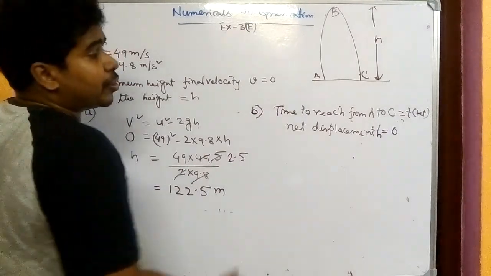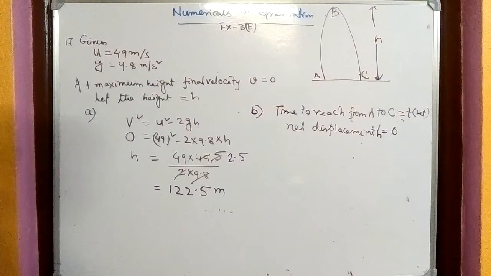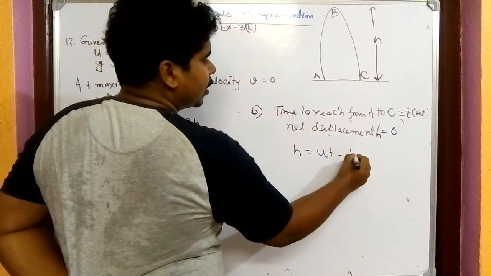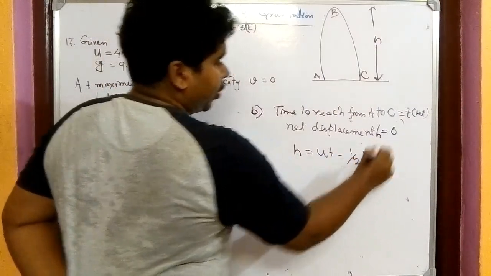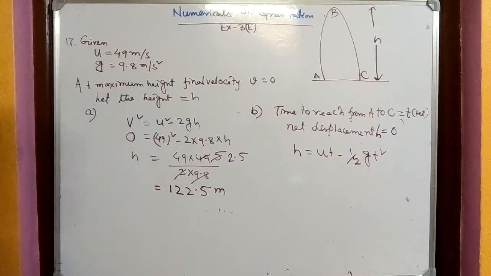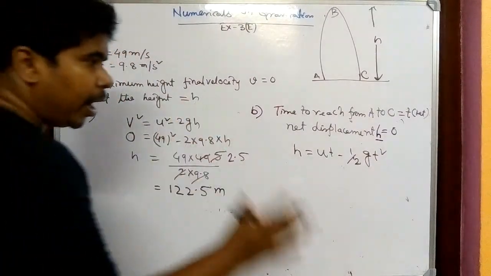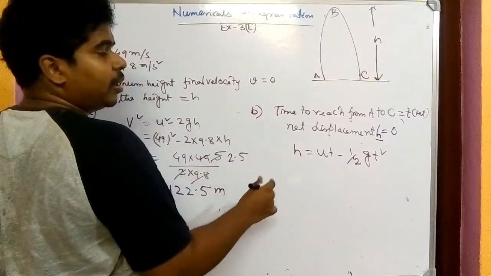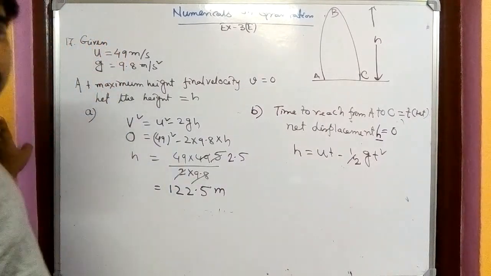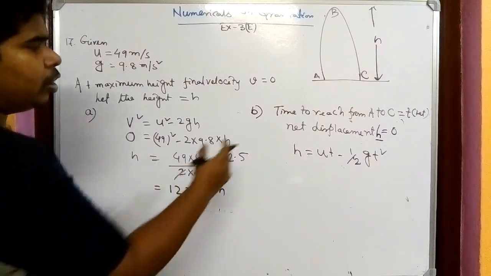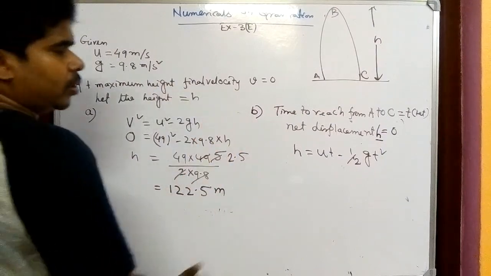So which equation do we use to find the time? My suggestion is h equals ut minus half g t square. Why do we use this equation? Because we have to utilize the height h equals 0, and apart from any other equation, this is the one where h and t both are there. In the rest of the equations you don't see h and t together. So if I want to utilize this h, we have to use this equation.